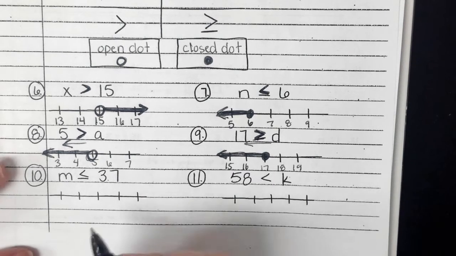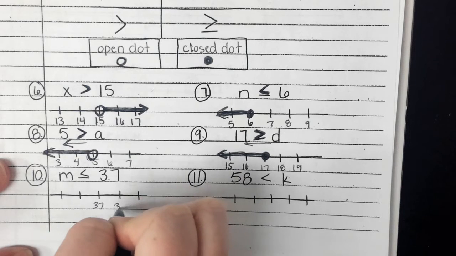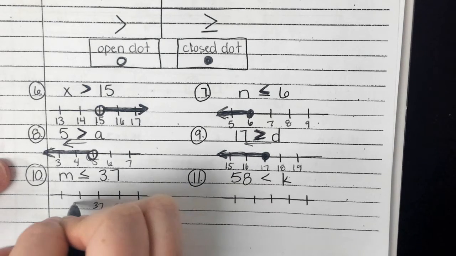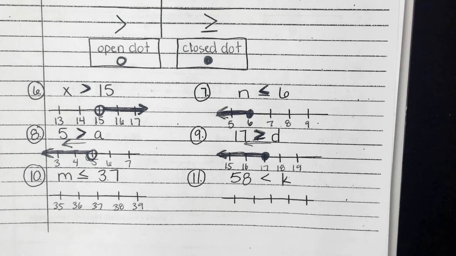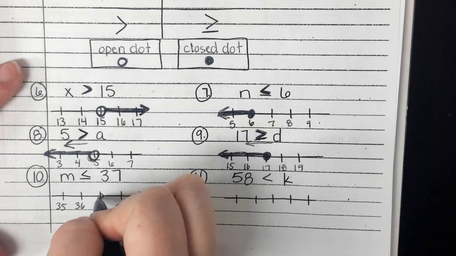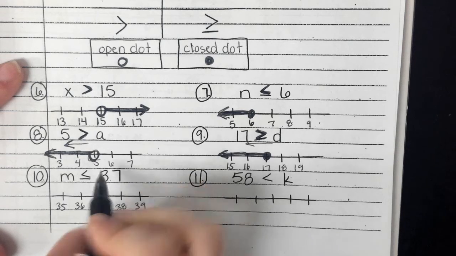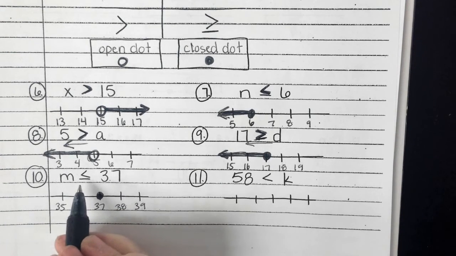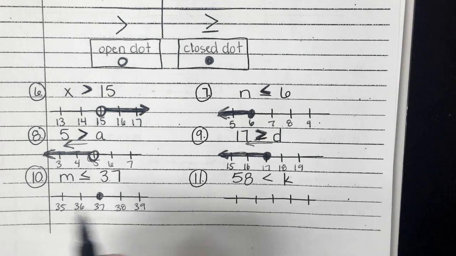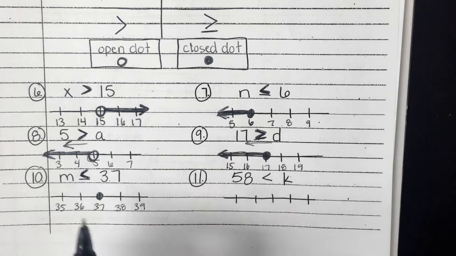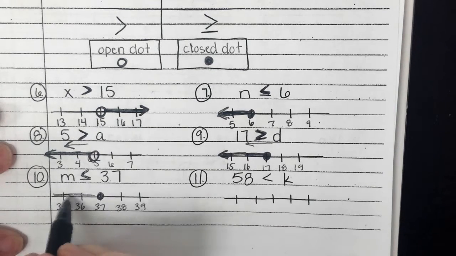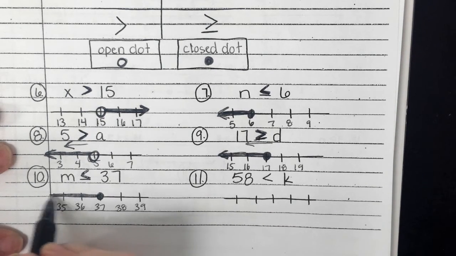Okay. Number 10, we have 37, 38, 39, 36, and 35. What type of dot are we going to use here? What type of dot do I need? Kayla? A closed dot. Because it has that equal to bar. If it has the equal to bar, we're going to use a closed dot. Is my letter in front? Yes. So can I use this arrow? Yes. So which direction are we going? To the left. If the letter's in front, you can use the arrow.